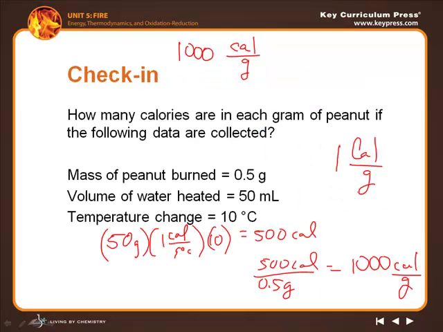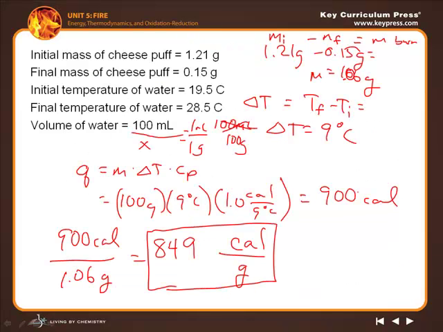Now, one of the other things you may have noticed is, remember this number you got. Remember, we calculated from the bag that this should be 5.71. So it's supposed to be 5.71 calories per gram. How many chemistry calories is 5.71 kilocalories? 5,700.